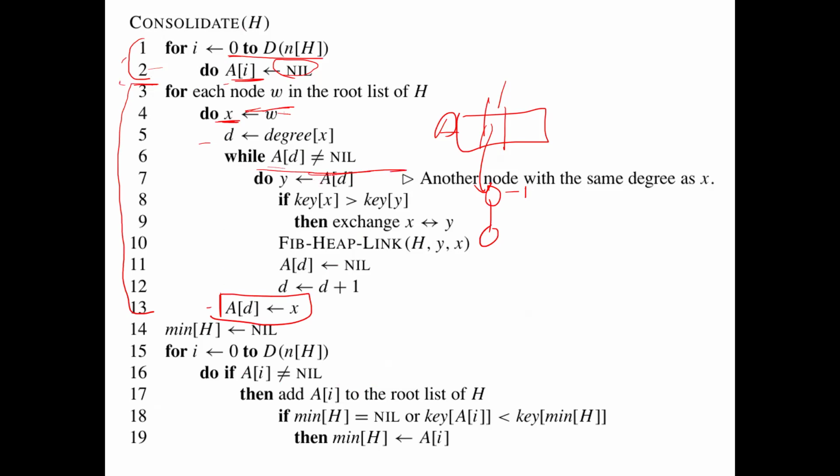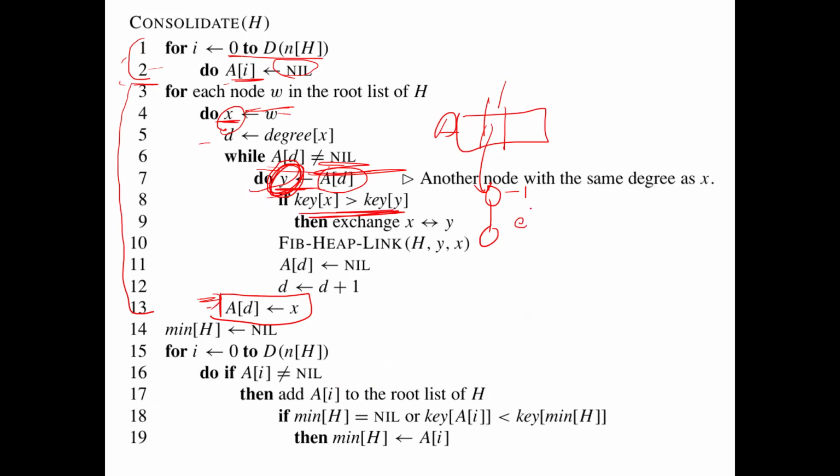Okay, while it is not nil, that step is at line number 13. If it is not nil, that means somebody else is already there with the same degree. Then you find out that node, go to that particular pointer and find out that node and label it as Y. So our original tree, which you are currently tracking, is X, and already there was another node with the same degree, then that is known as Y. So compare the key values of both of them.